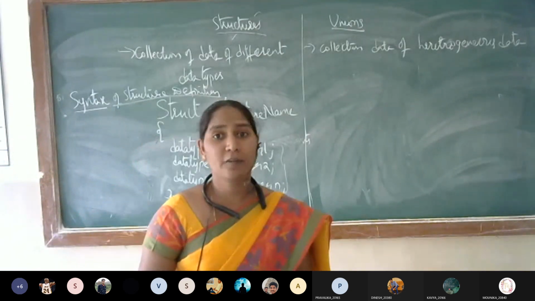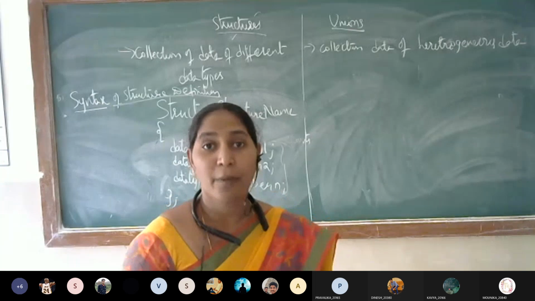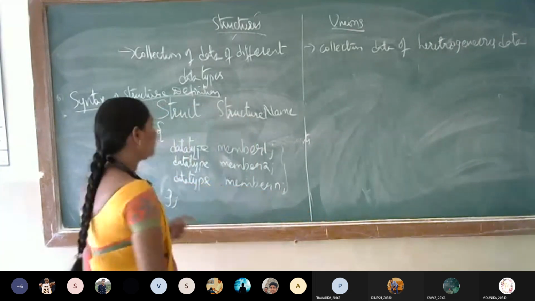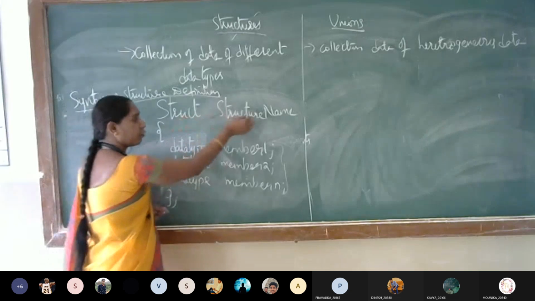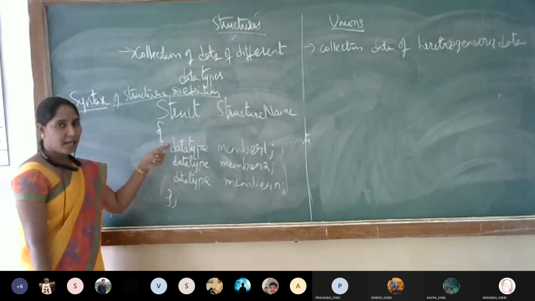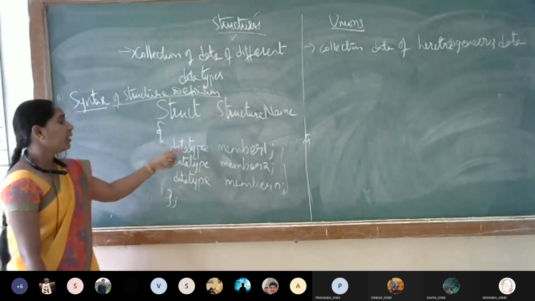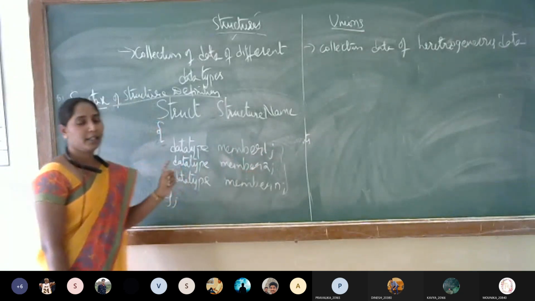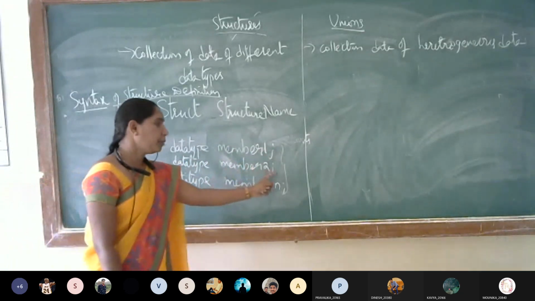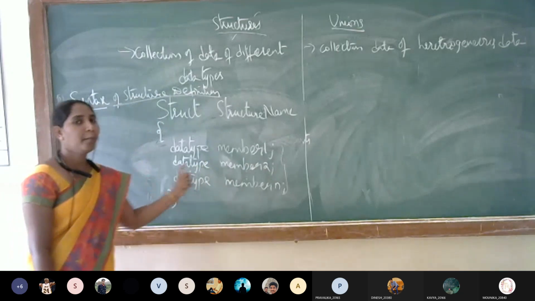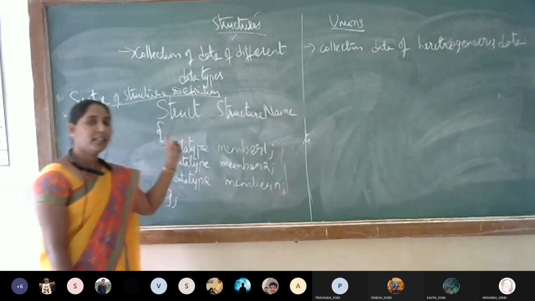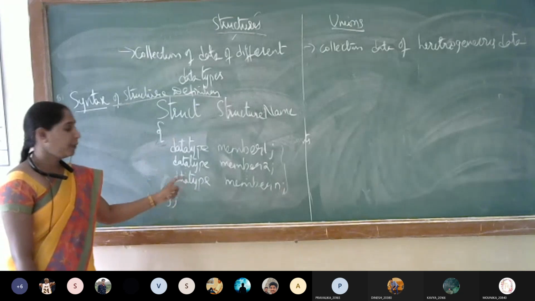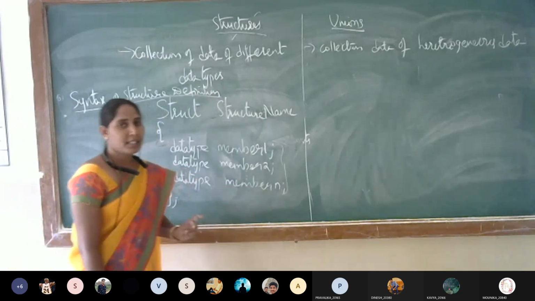You are not defining any structure variable, but you are defining the structure. That particular structure is defined by making use of the struct keyword, then followed with the structure name, then starts with opening flower braces, then followed with the data type member 1, terminated with semicolon, then data type member 2, terminate with semicolon, then data type member 3, semicolon, like that. How many members you want to give? Specify all the particular members.